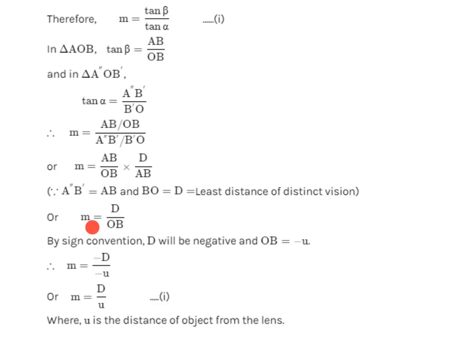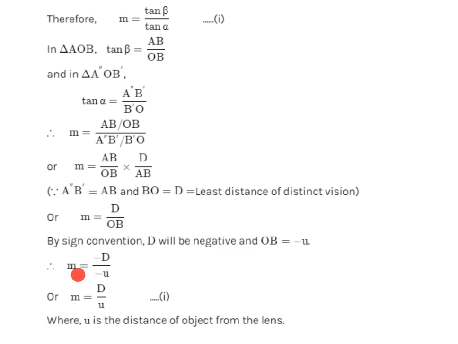Magnification power, small m, is equal to D upon OB. What is D? D is the least distance of distinct vision. So m is equal to D upon OB. By sign convention, D will be negative and OB is equal to minus U.